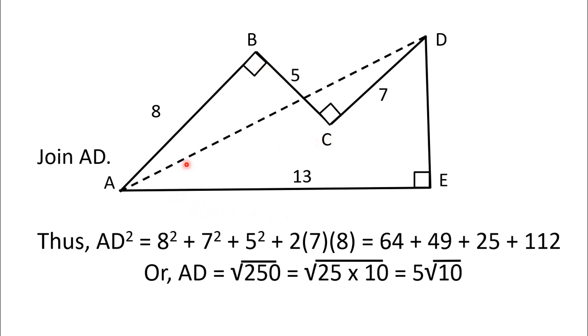Coming to the original question, join AD. Now this case is similar to the general case we just discussed. So the length of AD will be given by 8 square plus 7 square plus 5 square plus 2 into 7 into 8, in which 8 is X, 7 is Y, and Z is 5. So when you total it, you get 250. Thus, AD is equal to 250 under root, which simplifies to 5 into under root 10.